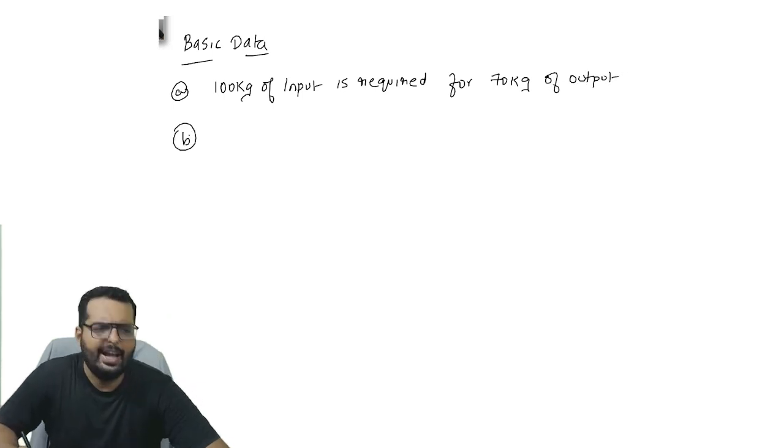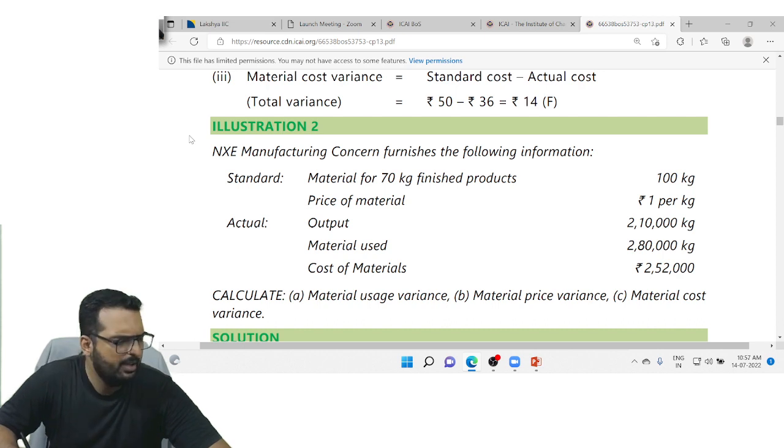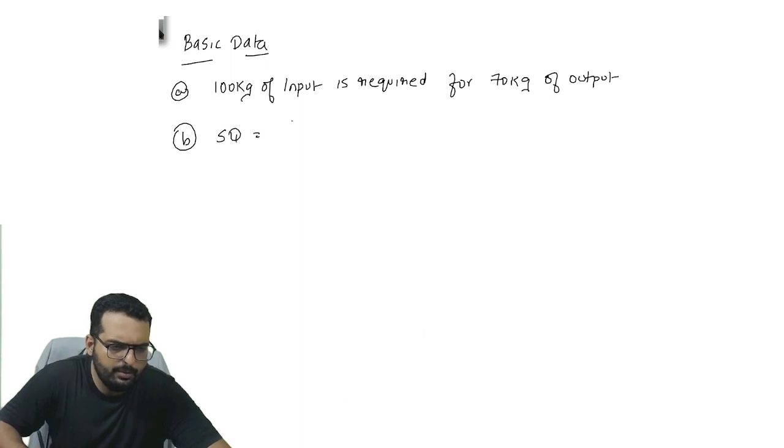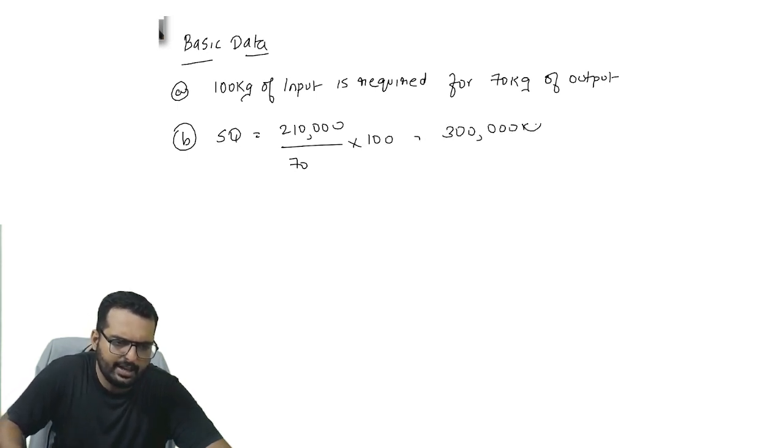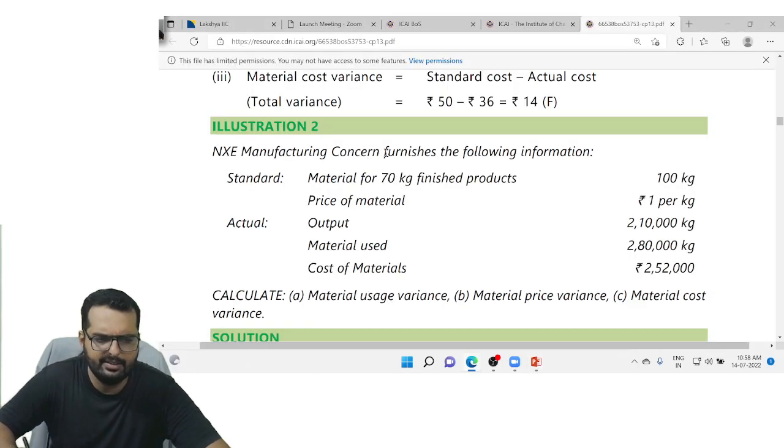Everyone tell me, SQ is based on what? SQ is based on actual output. So therefore, SQ will be equal to 2,10,000 divided by 70 into 100. Do you get the SQ as 3 lakh kg? Once you get the SQ, the remaining is easy.